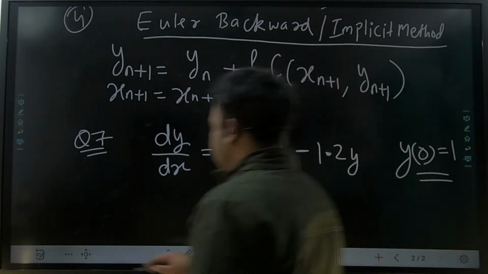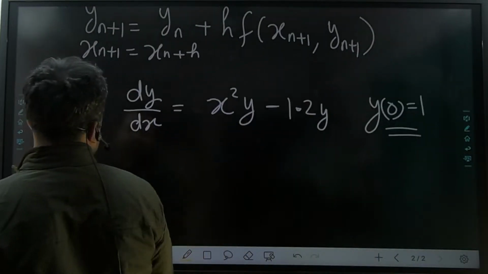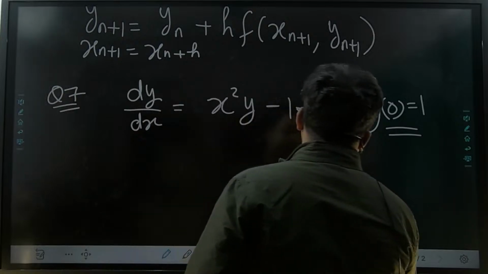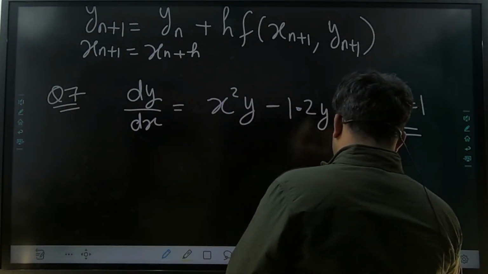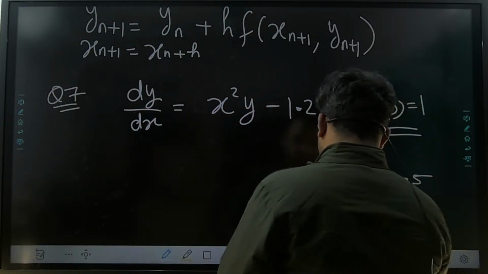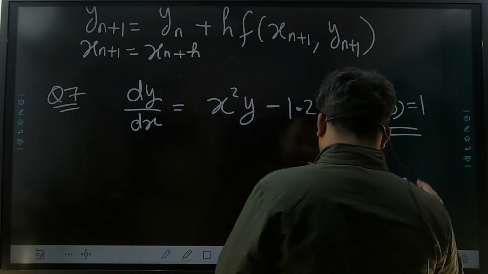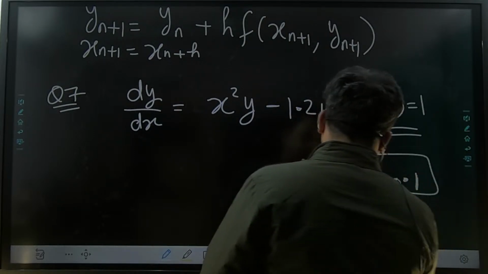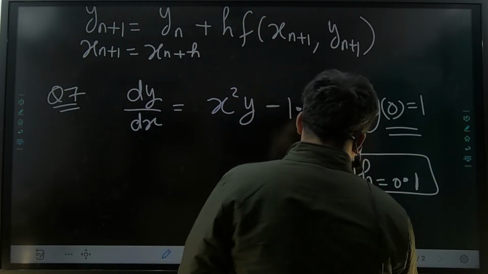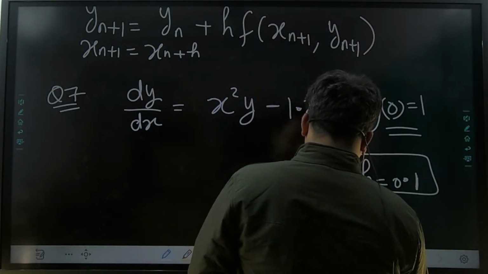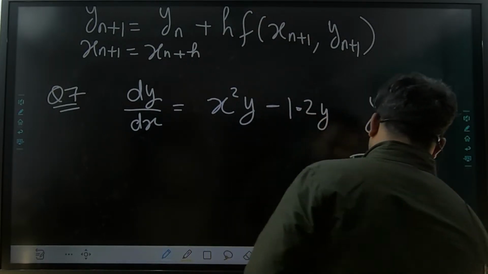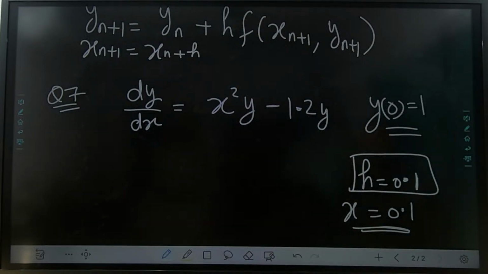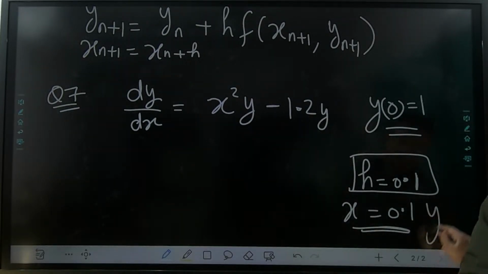Now they have given a step size. Which step size do we have to use? The step size has been given, h is equal to 0.1. The step size is 0.1. And also they want to calculate the y value when x is 0.1. So when x is 0.1, what is the y value? What is the output? What is the solution?